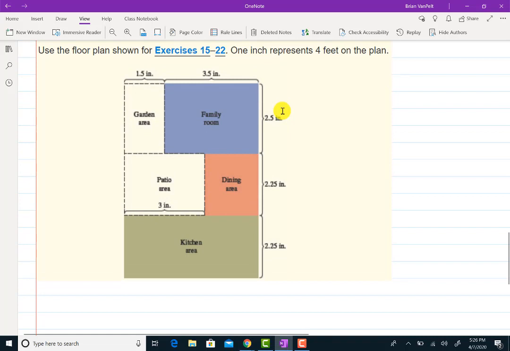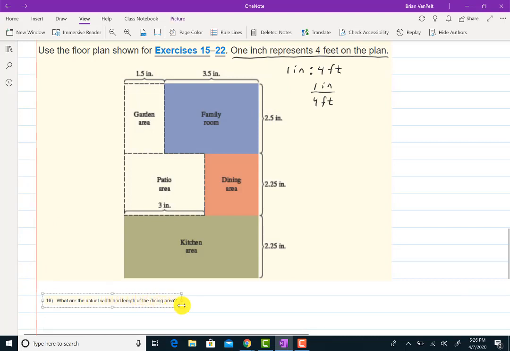What I need from here is that 1 inch represents 4 feet on the plan. So I'll be making use of that because right there is a ratio already, 1 inch to 4 feet. So let's keep that in mind. 1 inch to 4 feet, or if you want, 1 inch divided by 4 feet. Let's take a look at number 16 and see what it's asking us.